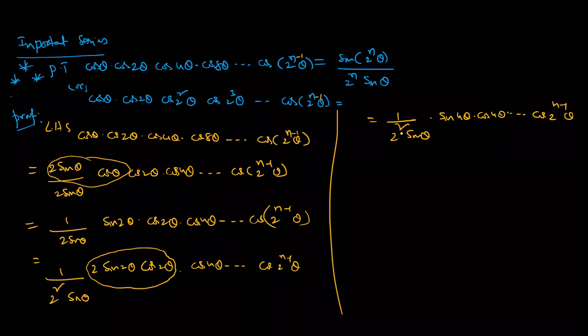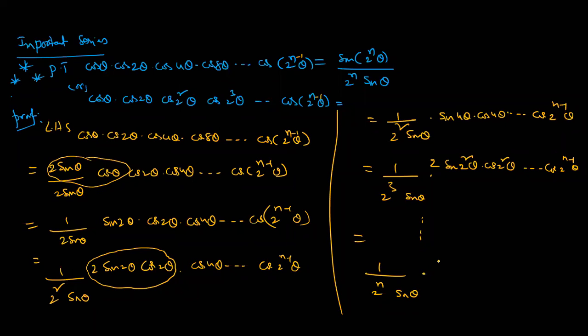Now again, multiply and divide with 2. That is 2 cube sin theta. So 2 into 4 theta means I can get 2 square theta, and so on. So what you are observing, dear student, continuing this process, 1 by 2 power n sin theta, what is the remaining? 2 into sin 2 power n minus 1 theta into cos 2 power n minus 1 theta.